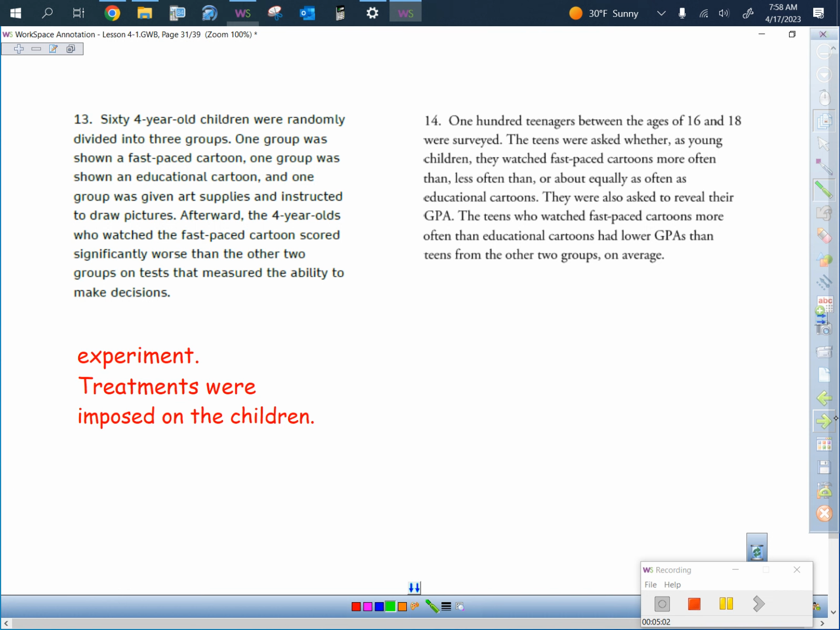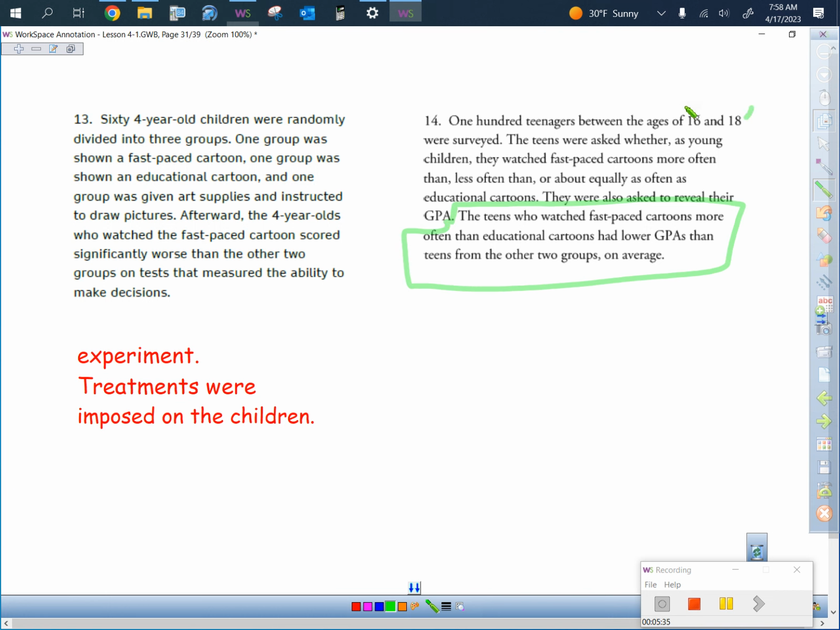And then the last guy. 100 teenagers between the ages of 16 and 18 were surveyed. The teens were asked whether, as young children, they watched fast-paced cartoons more often than, less often than, or about equally as often as educational cartoons. They were also asked to reveal their GPA. And then here's what they figured out after that, which has nothing to do with it.